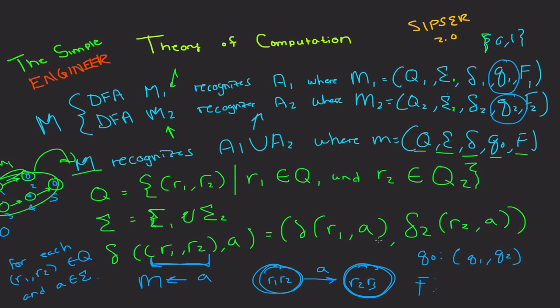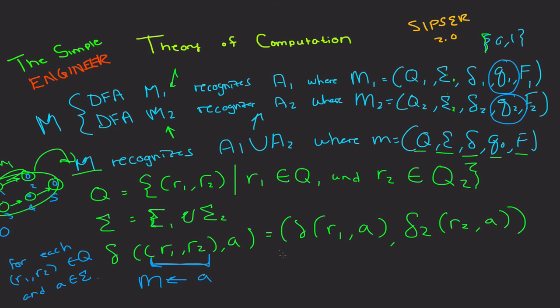So the way that we write this mathematically is, and I'll actually erase this to give myself some more room, but we'll say F equals the set R1, comma, R2, where R1 exists in F1 and R2 exists in F2. Okay, so these are going to be all the final states from M1 and M2, and this is how we're mathematically going to represent that.